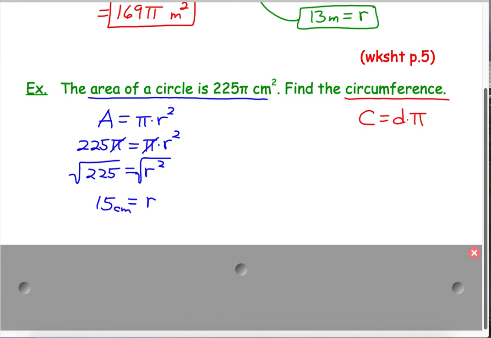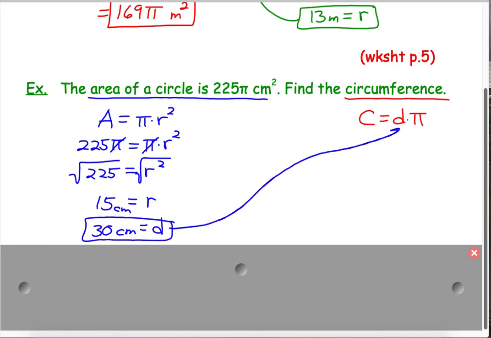Now, I need the diameter to figure out circumference, and I know if I double the radius, it equals the diameter. So this tells me that the diameter will be 30 centimeters. Now I've got my diameter, I can plug it in here and get the circumference, which is what they asked for. So circumference equals diameter, which I now know is 30, times pi. And my units for circumference are going to be linear, so just centimeters. And there's my answer. Find the circumference, we're done.